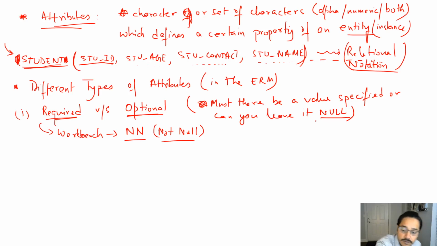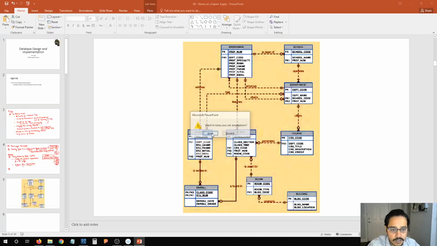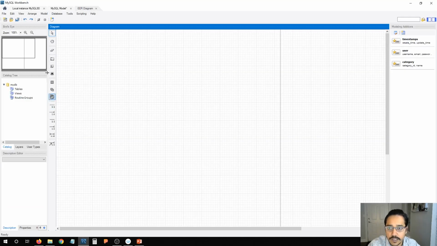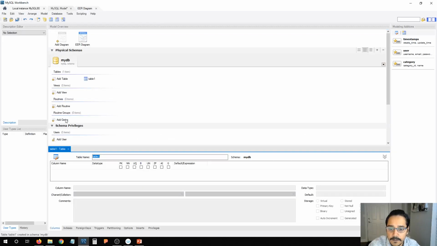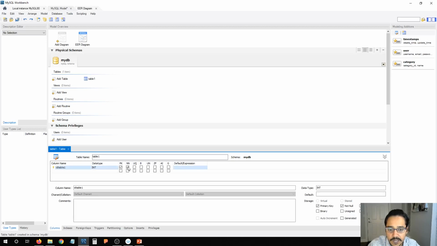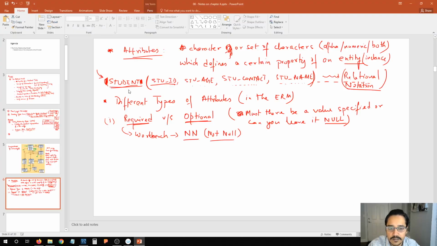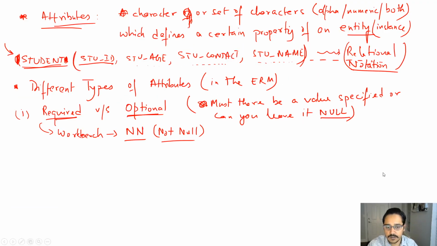Okay. So, just a quick note from your SQL environment: if you go to this model, if I add a table, whatever the table, and if I add a column name, this is the required versus optional field, the not null field. Okay, this is how you can specify required versus optional. So that was the first one.